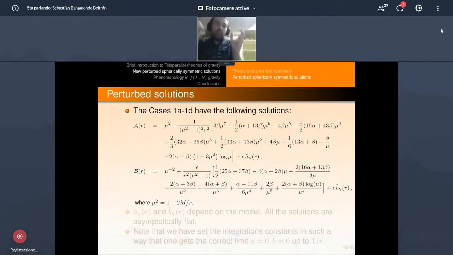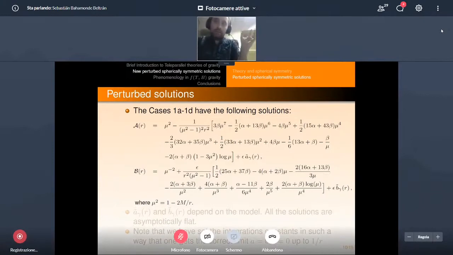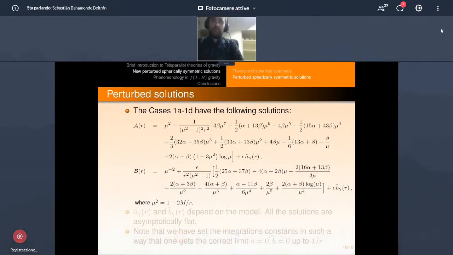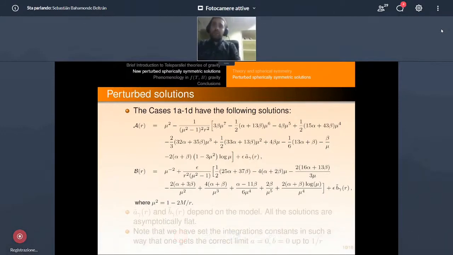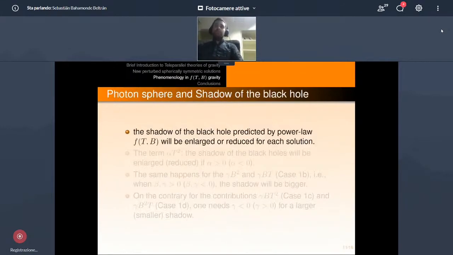So in this point of view, you need to think that you have GR as the background theory, plus a small correction, which is related to the modification of TEGR. And you get these nice solutions here. You can see all the details later in the paper, but you can find this solution. This is like an extension of Schwarzschild solutions in the perturbation. And this depends, of course, on the parameters that we have in our theory, which are alpha, beta, and gamma. Okay? So this is more or less the idea.